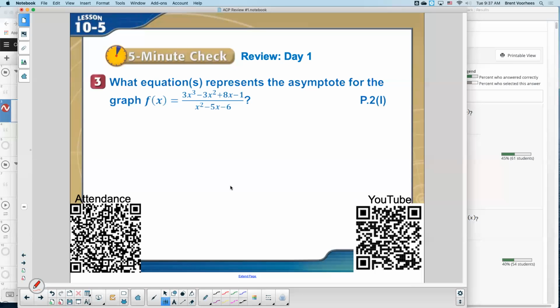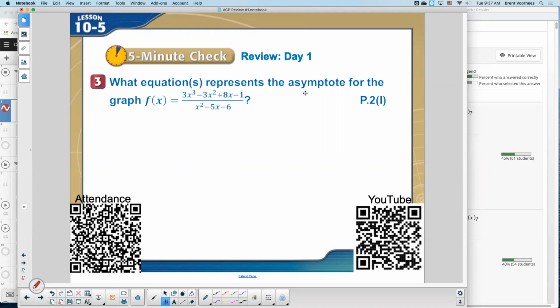So number 3 says, what equations represent the asymptote for this graph? Now, if you remember an asymptote, it's kind of like a line that divides the graph. Typically that is the way a lot of students think about it. It'll separate it, but the truth is, what that means is this graph will approach some value.